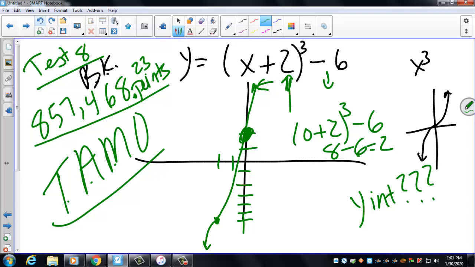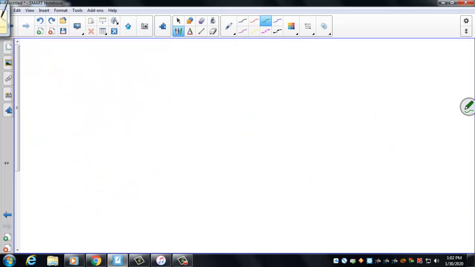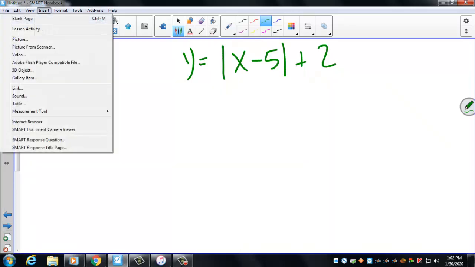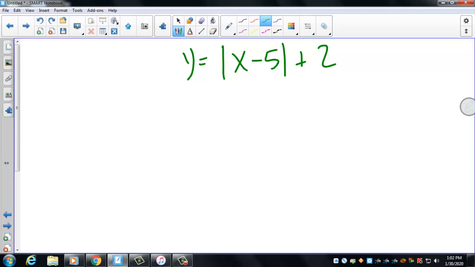You need to know the y-intercept. Why? Because here's what happens. I give you y equals absolute value of x minus 5, plus 2. I say graph that. And this is what I get.